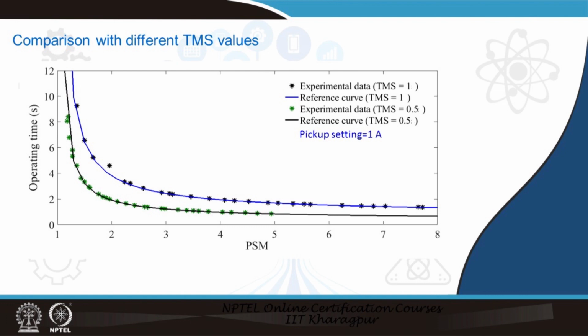Now, we changed the corresponding TMS to 0.5, and then we have a second curve. TMS equals 0.5 implies that the time we are getting is multiplied by a factor of half as compared to TMS equals 1. Then we repeated the experiments for several observations, and we plotted these green dots, which are the experimental plot for the 0.5 setting. Considering TMS equals 0.5 for the second case, we have the reference curve from the same moderately inverse IEEE curve characteristics, and the solid line is for that reference line.